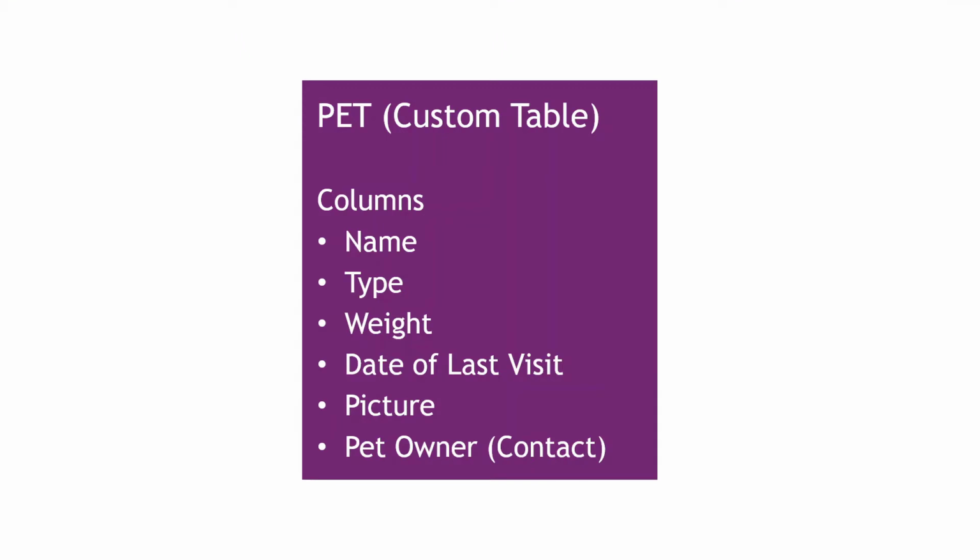We're going to pretend that we're building an app for a veterinary clinic and they need a way to capture information about pets. We'll create a new table called Pet with columns for name, type, weight, date of last visit, their picture, and their owner. This is going to point to the contact table that we get out of the box.